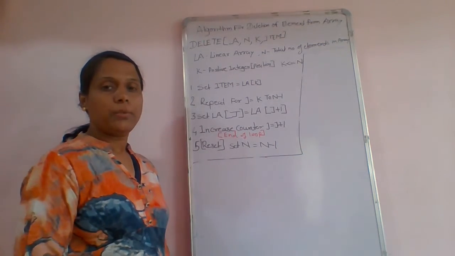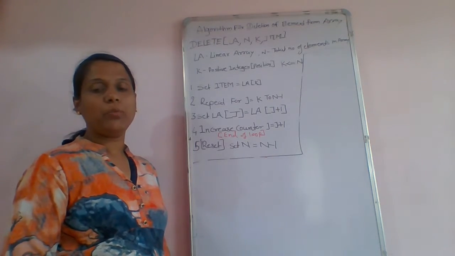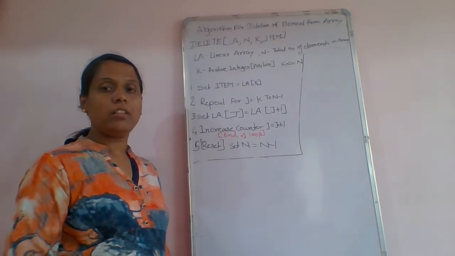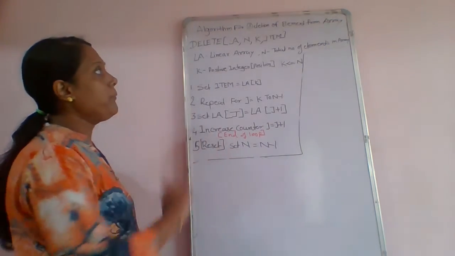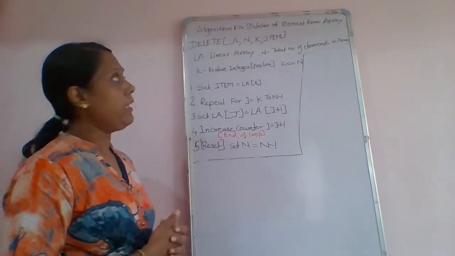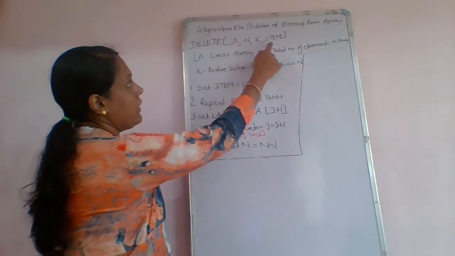Hello student, today we are going to learn the algorithm of deletion of the element from the array. We have seen the insertion of the element and traversing of the element. Now we'll see the deletion of element from the array. So see the variables: delete, LA, K and the item.